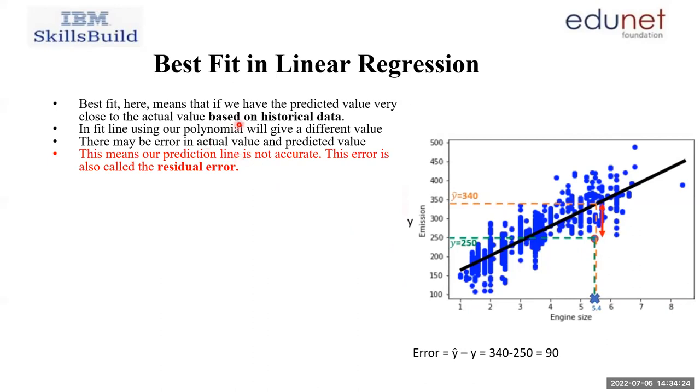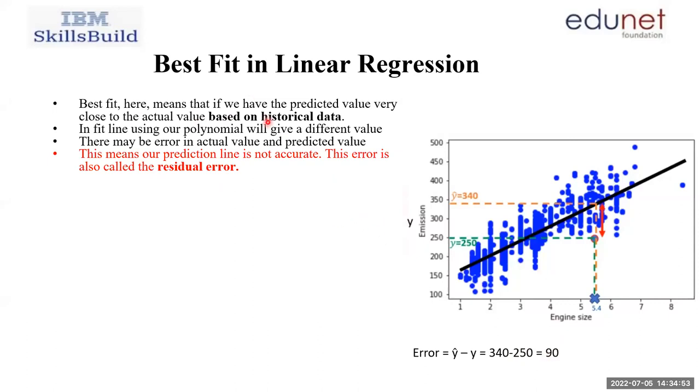Actually, best fit here means that the predicted value is very close to the actual value based on historical data. If we have some actual value and also some predicted value, then the error is 90. Here the predicted value is 340 and the actual value is 250. Then the difference, the error, is 90. So we have to find out the error value.